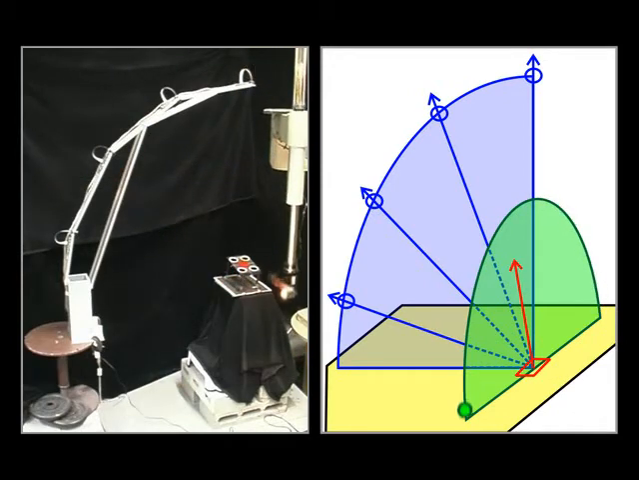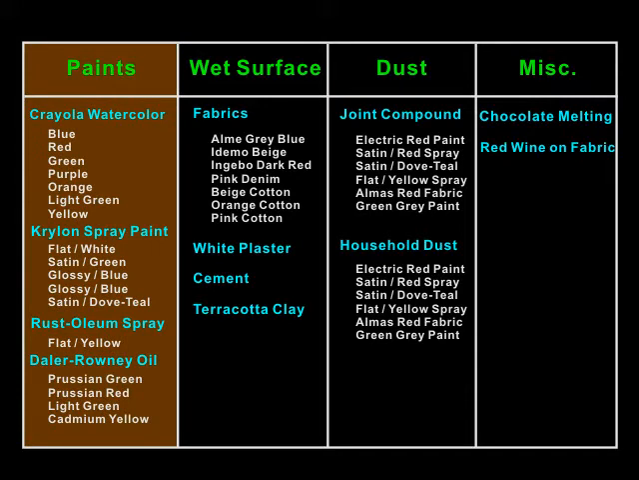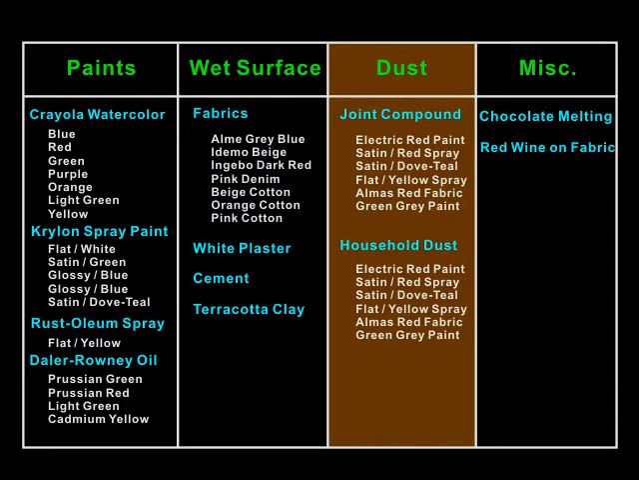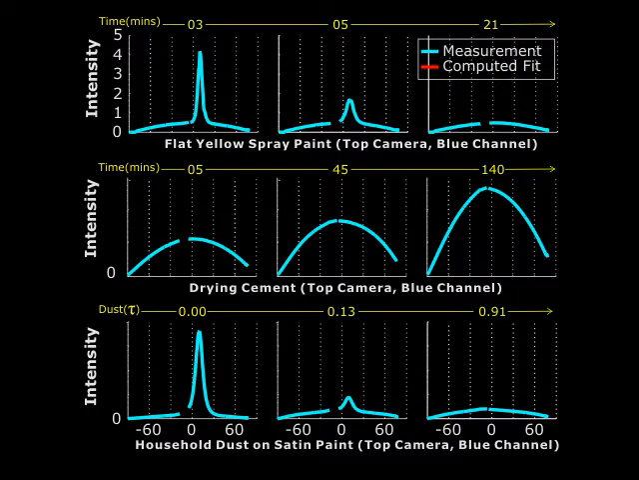With this system, we have acquired the first time-varying BRDF database, composed of 41 samples which are paints, including watercolors, spray paints, and oil paints, wet surfaces, including fabrics, plaster, cement, and clay, dust, including joint compound and household dust, and miscellaneous materials. Here we show the plots of the raw data of 3 different materials that we have captured in our database. The small gap in the measurement is due to the occlusion of the sample by the light source. By design, it doesn't coincide with the peak of curves.